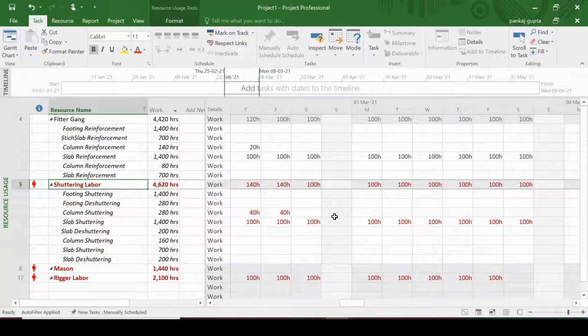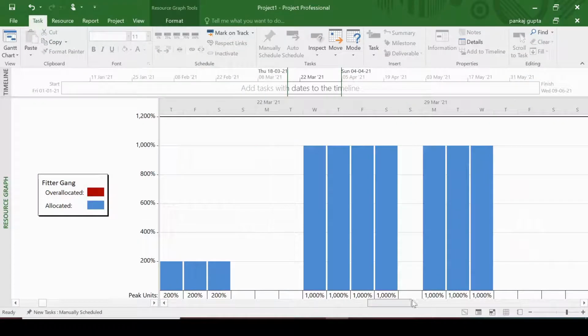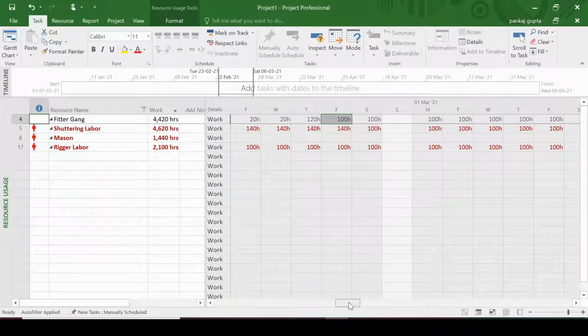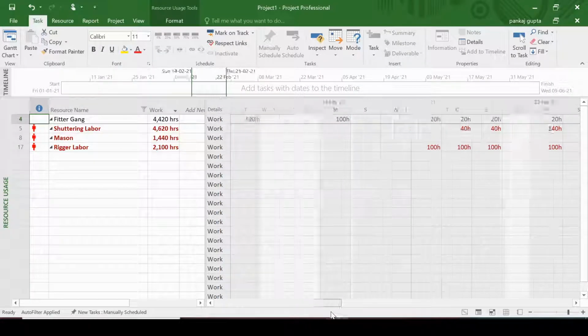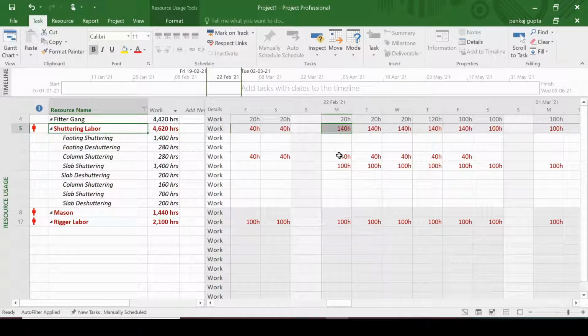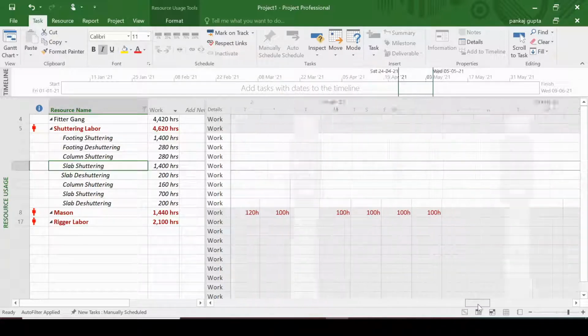Similarly, if we see the shuttering gang, 140 hours is the maximum unit that is being consumed in a particular day throughout the project timeline. Now to prevent the over allocation of a shuttering gang, we need to increase the unit of shuttering percentage to 1400, so that we can make 140 shuttering labor available on a particular day. So this is the first method in which we increase the resources as per the requirement of the project.